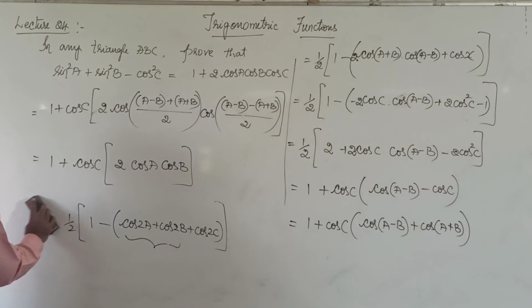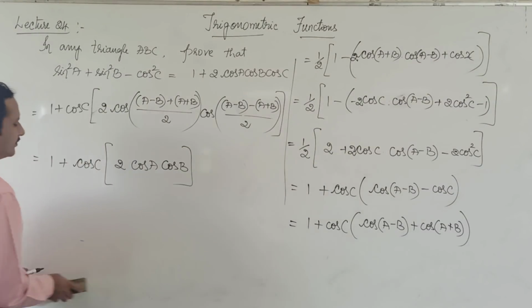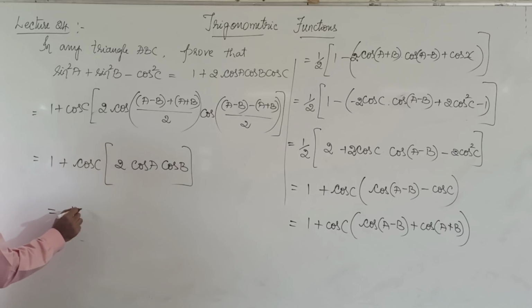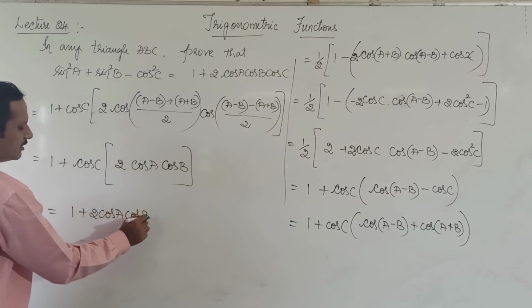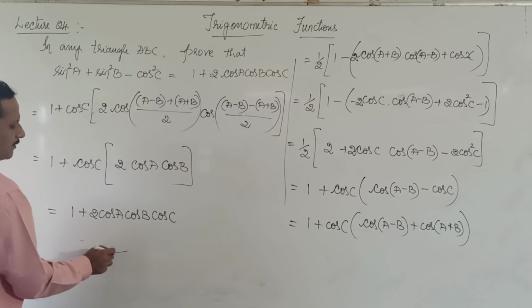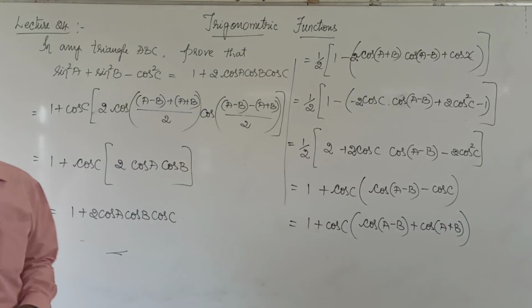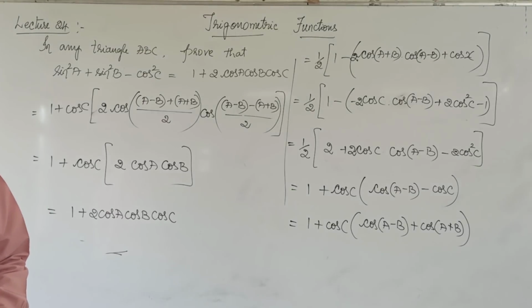So then you have, that's equal to 1 plus 2 cos A cos B cos C. That is what we were asked to prove.